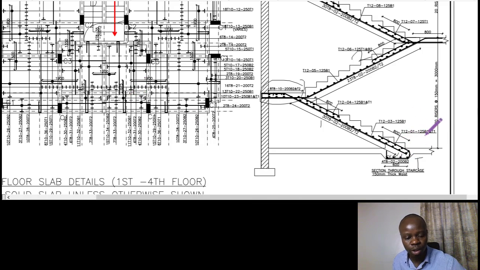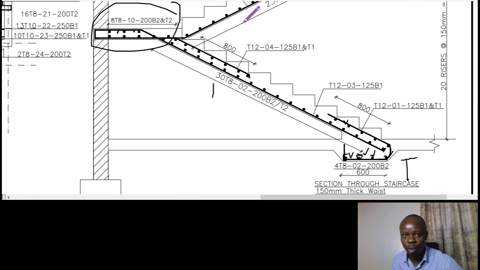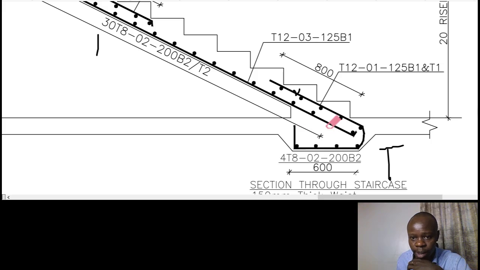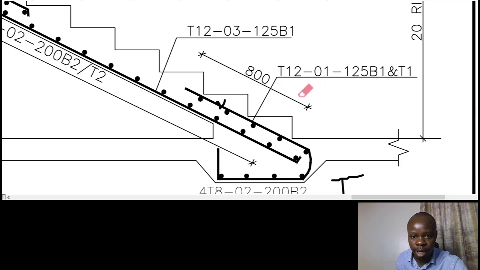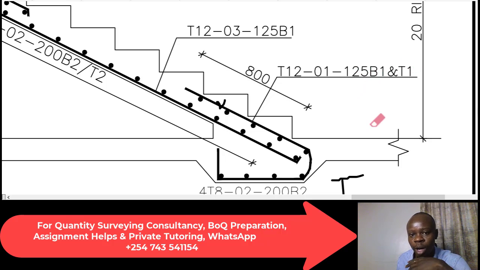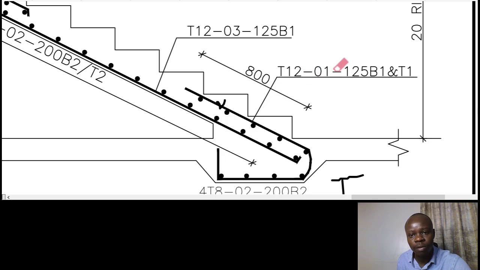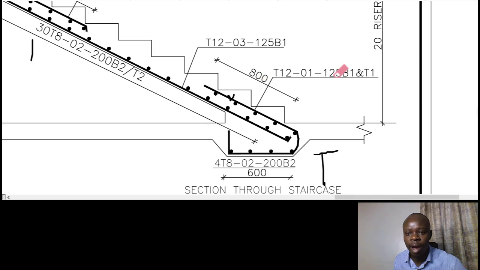I would like us to move next to the one that is indicated 01. So bar mark 01. When I zoom it in so that you are also able to see it properly, it's indicated T12 bar mark 01, 125 is the interval B1 and T1. So what that means, the diameter of the bar is 12, the bar mark is 01. They are spaced as one at 125 for bottom 1 and top 1. This bar is at top 1.